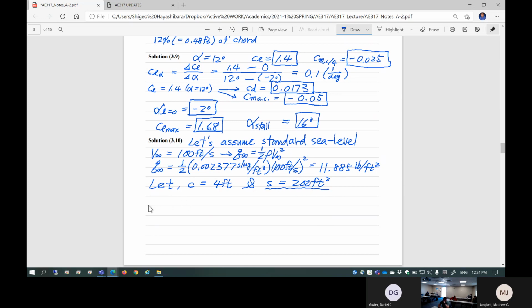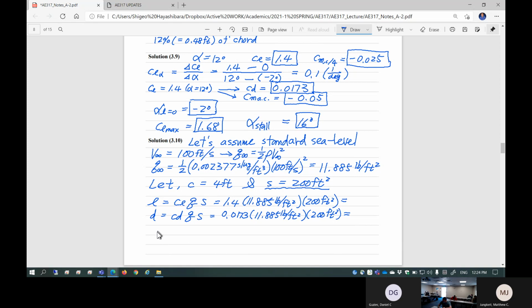Okay? If so, what is the lift per unit span? Lift is Cl, section lift coefficient, times dynamic pressure times area S, which is 1.4, 11.885 PSF, 200 square feet. So this is the lift force in pounds. How about the drag? Drag is Cd q S. Once again, drag coefficient 0.0173 times q 11.885 pounds per square foot. Area 200 square feet.